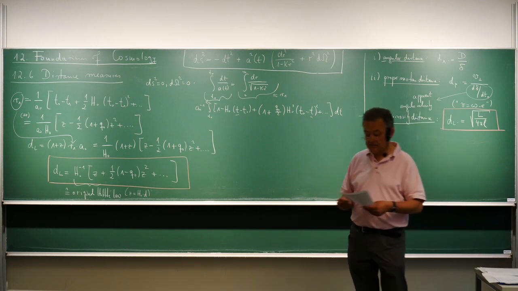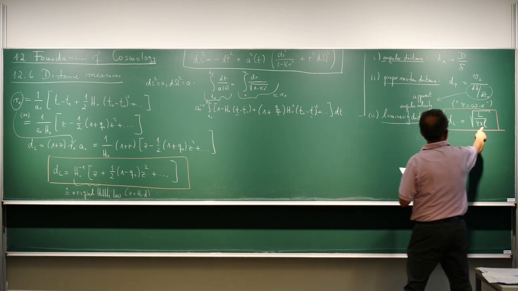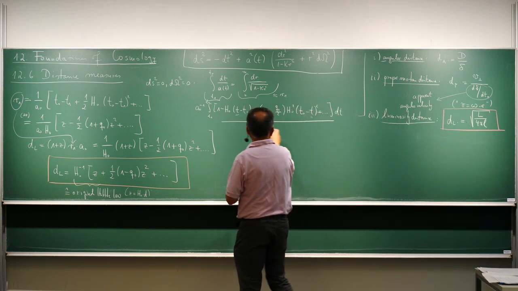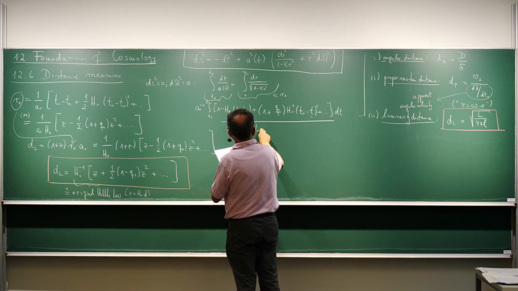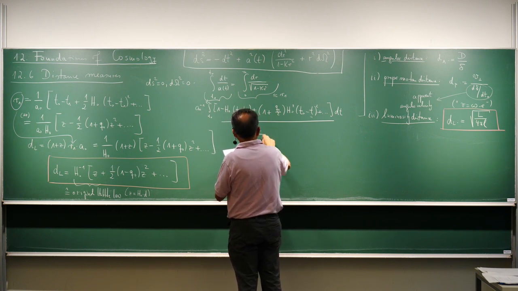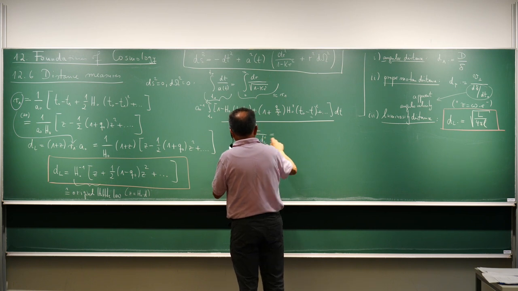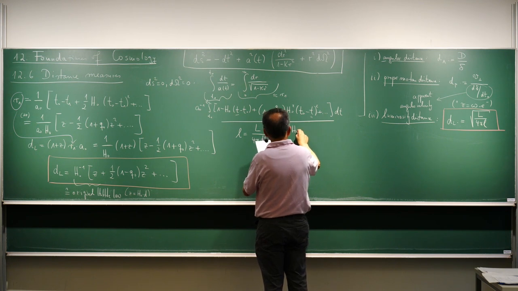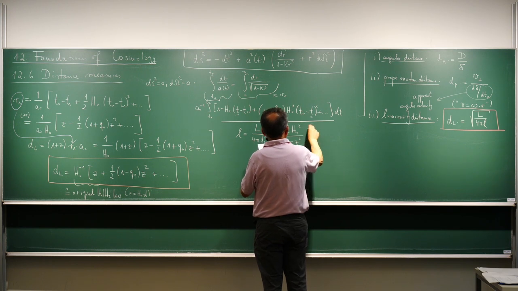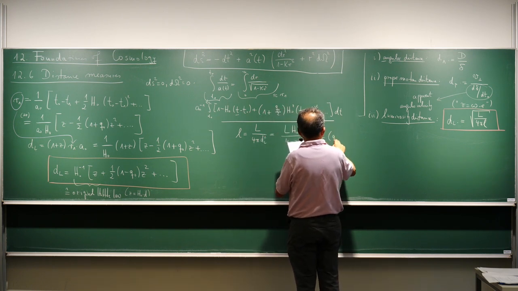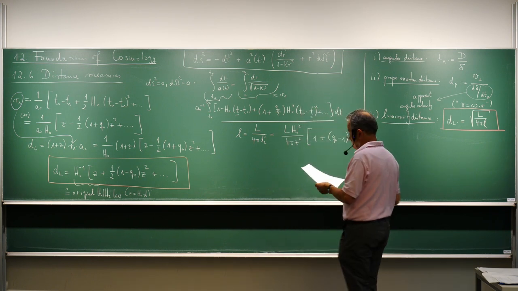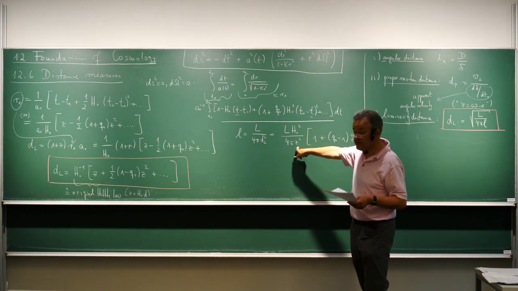Now for the observed flux l, we can then write that the small l is capital L over 4 pi d_L squared, which, inserting this here and expanding, is L h naught squared over 4 pi z squared, and then we have 1 plus (q naught minus 1) z, and so on. Now, this is what we had before.